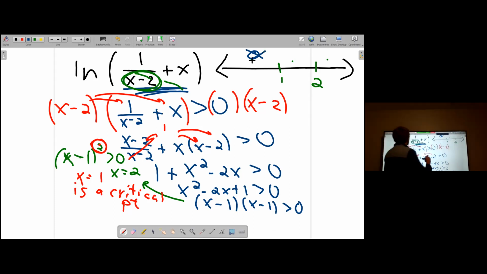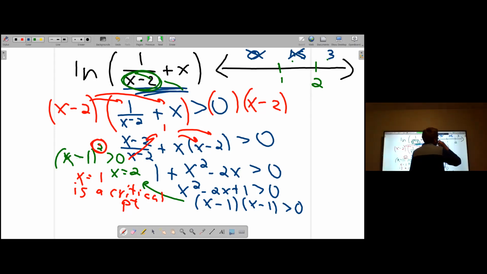Another number we could plug in would be 1.5 in this region. If you plug in 1.5, you're going to get 1 over -1/2, which is -2, plus 1.5 is -1/2 again. That's negative again, so that's not going to work. And finally, I think if you plug in something like 3, that is going to work. That's going to be 1/3 plus 3. Yeah, that works. So what do we have? It's just this.